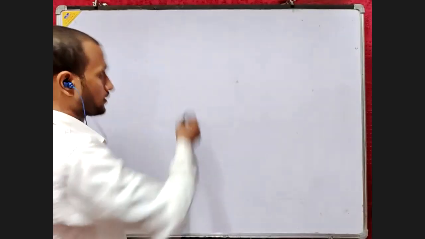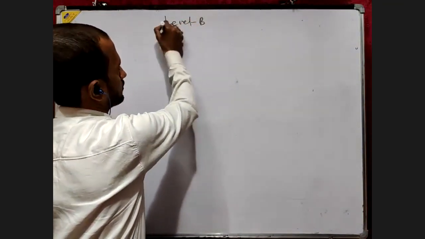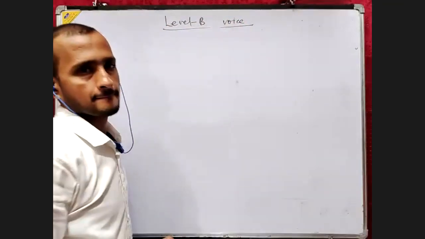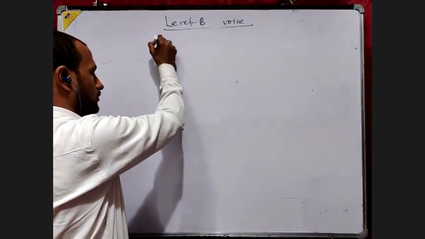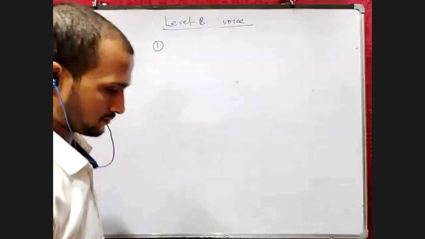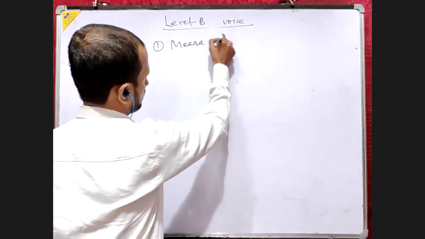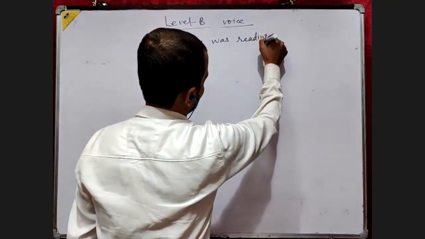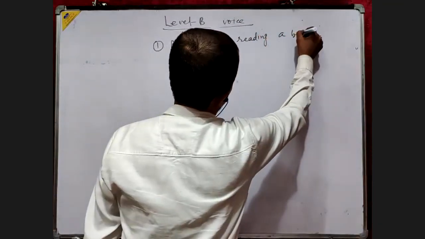Now come to the next level, Level B. Sir, there was one more homework. Yes, I am solving it next. That is Level B. Question: Meera was reading a book.